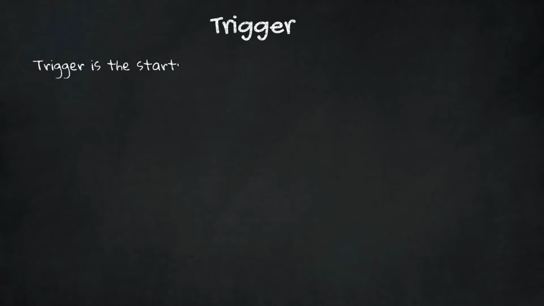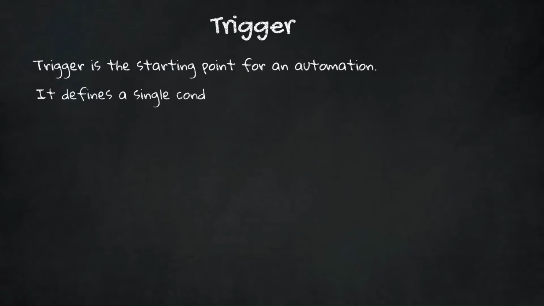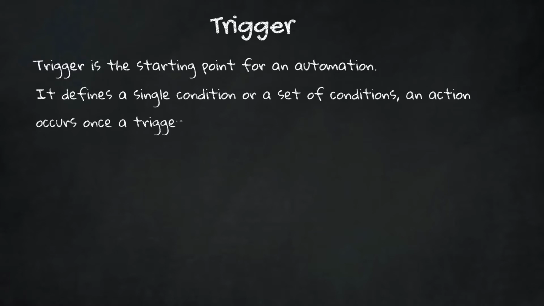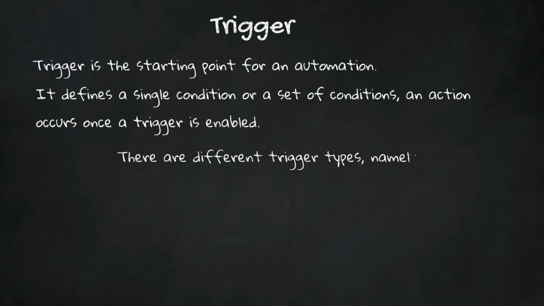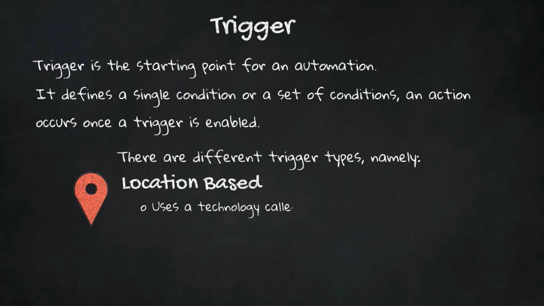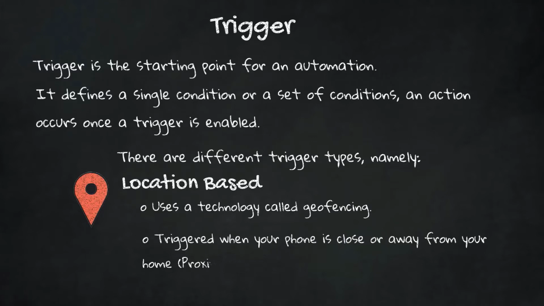First of all, a trigger is a starting point for an automation. It defines a single condition or a set of conditions, and an action occurs once a trigger is enabled. There are different types of triggers. Firstly, we have location-based triggers. These types of triggers use a technology called geofencing, and one of the popular examples of location-based triggers is when your phone is close to your home and it uses this proximity technology to start the trigger.